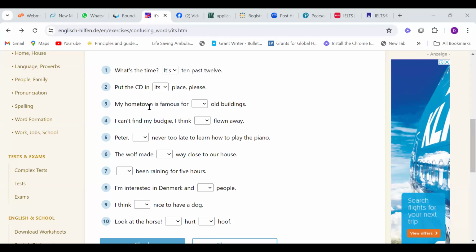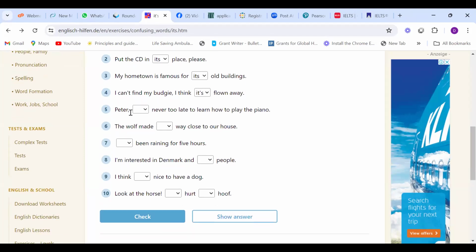Okay, so we'll go to 3. My hometown is famous for its old building. Possessive or not possessive? Possessive. So possessive is the one without the apostrophe. Number 4, I can't find my budget. I think it's flown away. Possessive or not possessive? Not possessive. Beautiful.